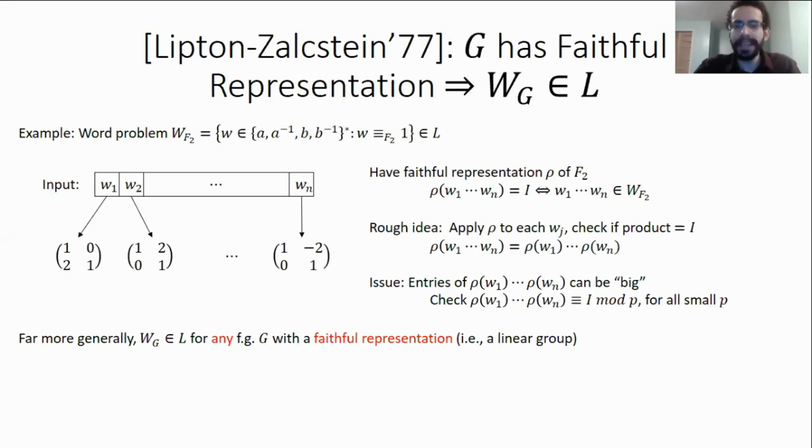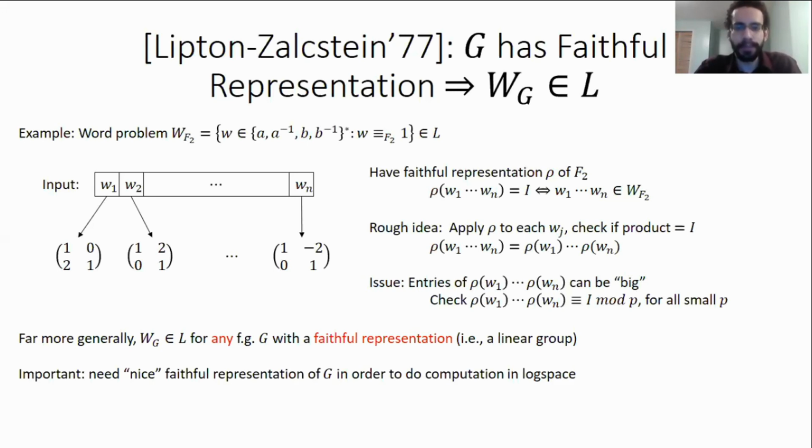However, to be absolutely clear, the claim here is not that in log space, it's possible to carry out a calculation like this using an arbitrary faithful representation of a group. Instead, the claim is that if a group G is a linear group, then G has some carefully chosen, nice, faithful representation for which it's actually possible to carry out a calculation like this in log space, thereby enabling the word problem of G to be recognized in log space.